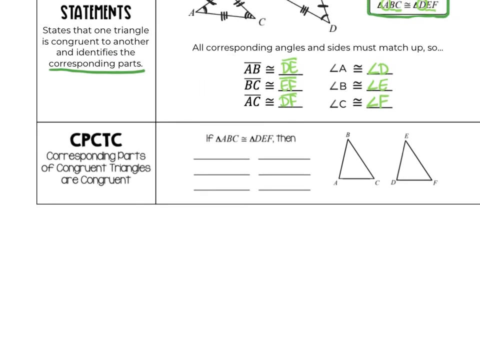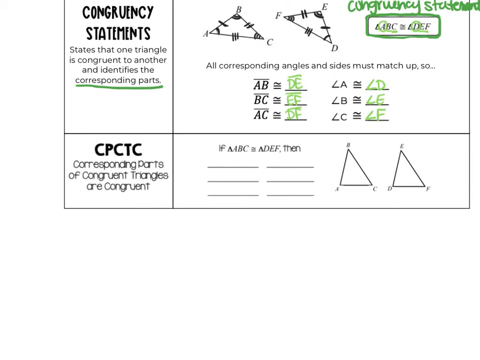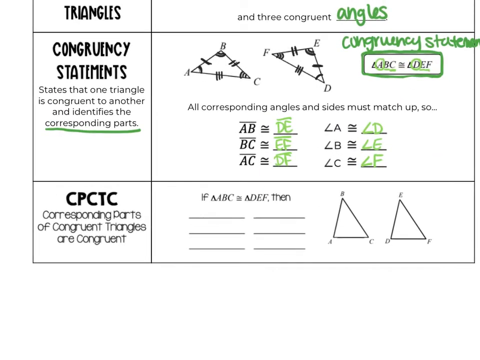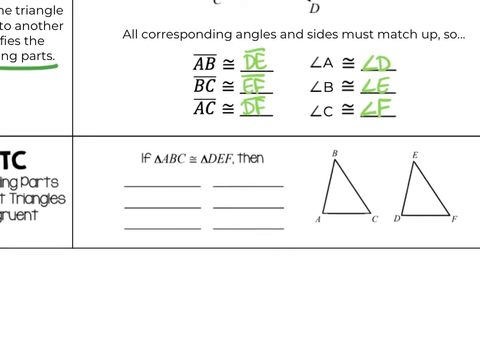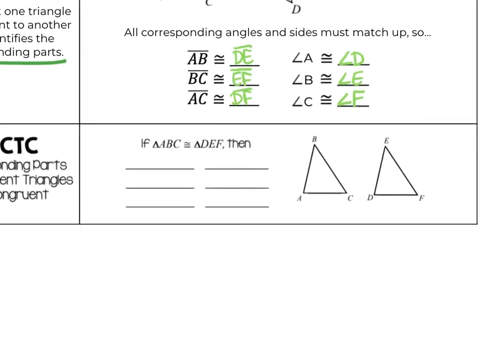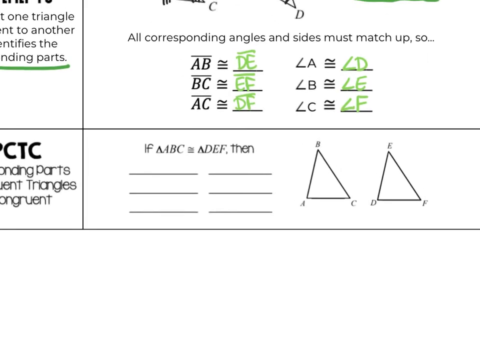Now, we're going to use this phrase quite a bit. So CPCTC, this means corresponding parts, which is like what we just talked about. So like AB was corresponding to DE, angle A was corresponding to D, etc. Are congruent. So if they're already telling me that ABC is congruent to DEF, you want to think about everything this means. So what I'm really wanting you to do here is identify all of this on your own. So I will start you off with one of each and then I will have you try them.